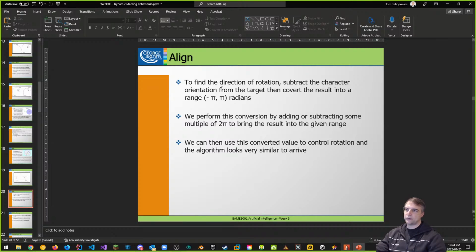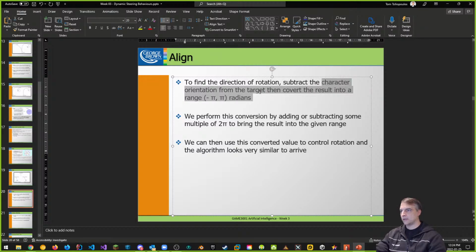So again, to find the direction of rotation, we subtract the character orientation, where the character is looking, from the target orientation, and then convert the result into a range of negative pi to pi radians. We perform this conversion by adding or subtracting some multiple of 2 pi, which is 360 degrees, to bring the result into the given range. We can then use the converted value to control rotation, and the algorithm looks very similar to arrive, which is very interesting.